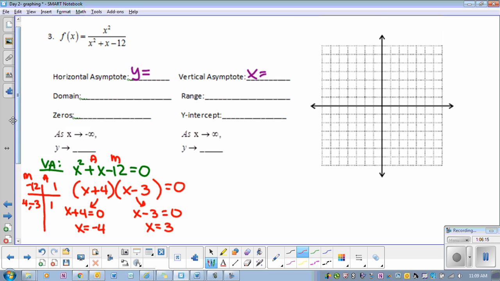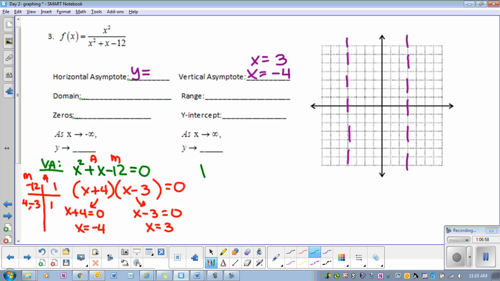Guys, in this case, we have two vertical asymptotes. X equals negative 4, and x equals 3. Okay? So now I'm going to go and graph my asymptotes. One at negative 4. 1, 2, 3. Here's one at 3. Okay, so two vertical asymptotes.